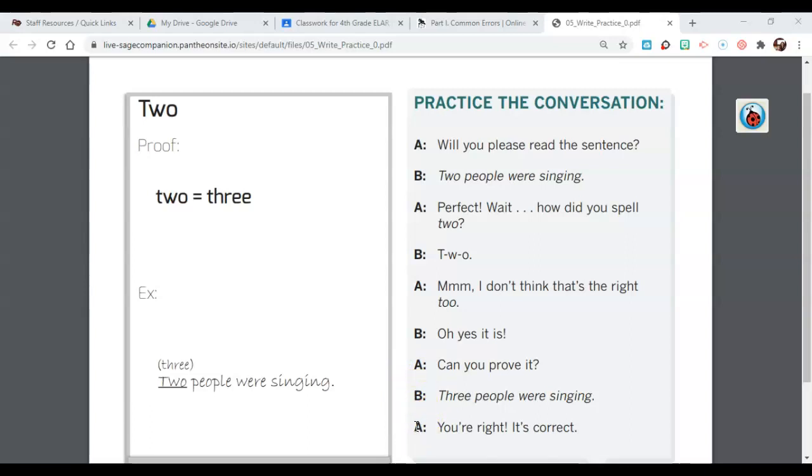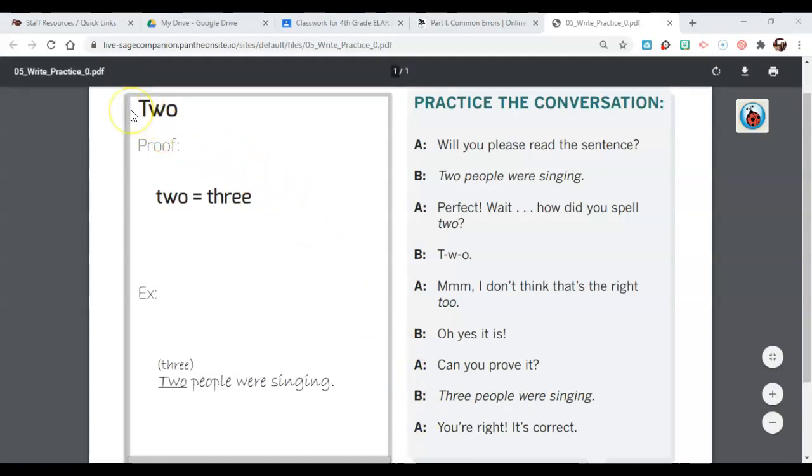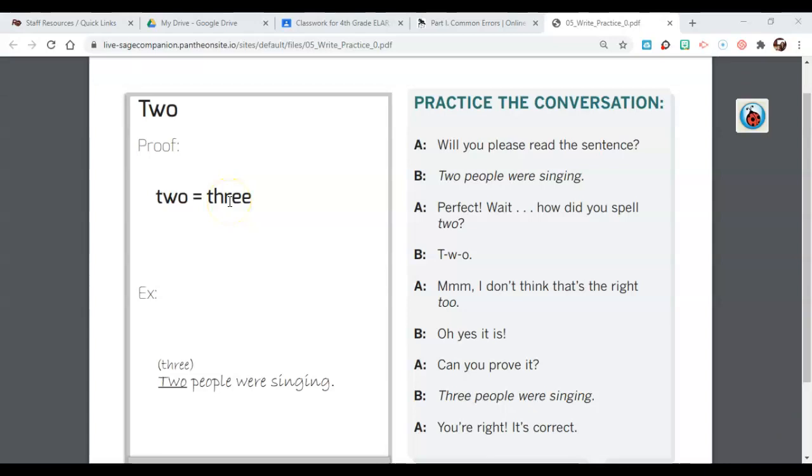It's correct. All right, so today our homophone is the word to, spelled T-W-O. So let's take a peek over here at the left side of our screen. T-W-O is our word. Our proof for the word to, T-W-O, is the word three. Now that might look kind of weird, Miss Bergman. Honestly, you should be able to substitute in any number for the word to, T-W-O, because T-W-O represents a number. So any number should be able to be substituted to make sure that you used T-W-O correctly.